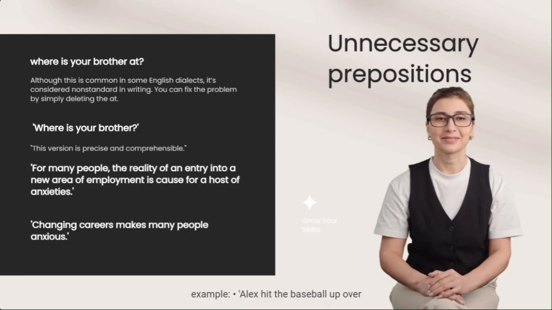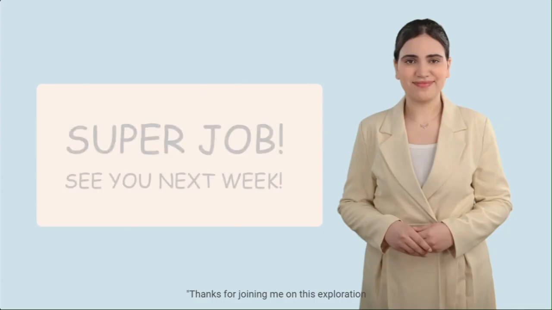Here's another example. Alex hits a baseball up over the fence. The up is unnecessary. Here, streamline it to: Alex hits a ball over the fence. This revised sentence is clearer and more straightforward. To sum up, watch out for unnecessary prepositions that can weigh down your sentence. Aim for clarity by removing redundant prepositions and tidy up your writing. This will not only make your sentence more direct but also enhance the readability.